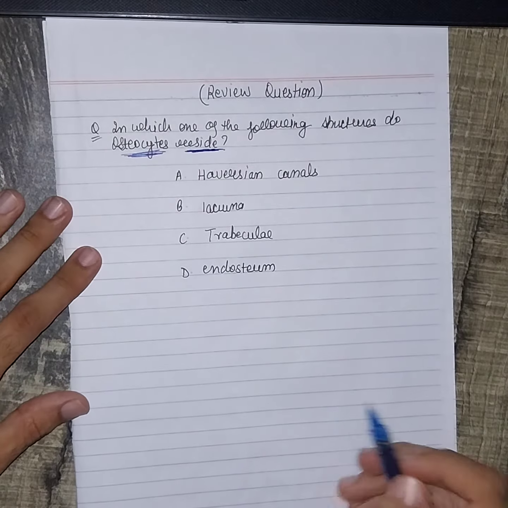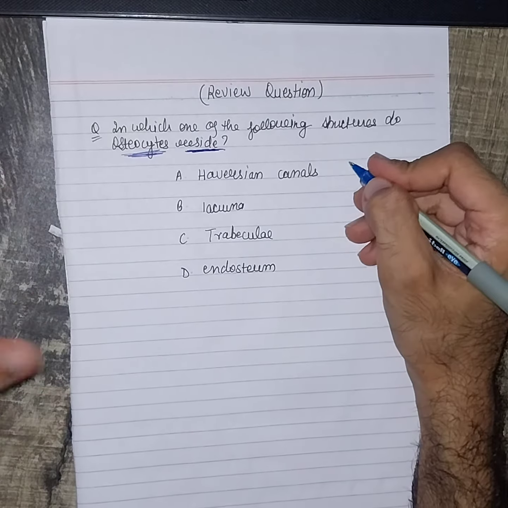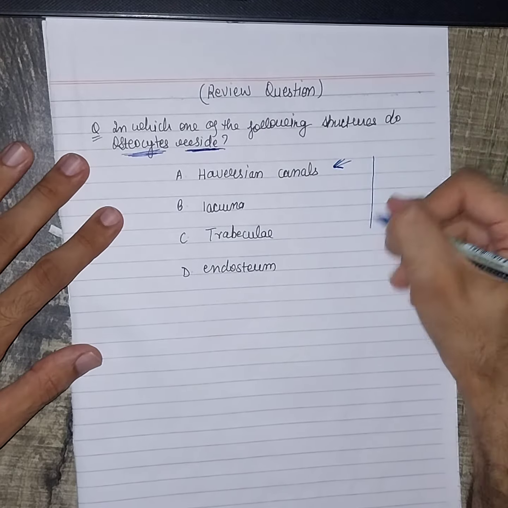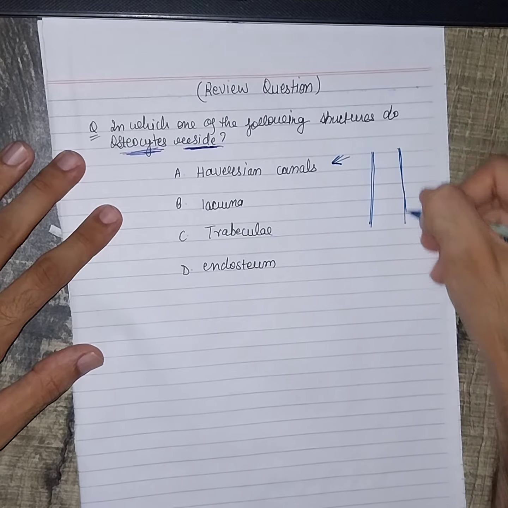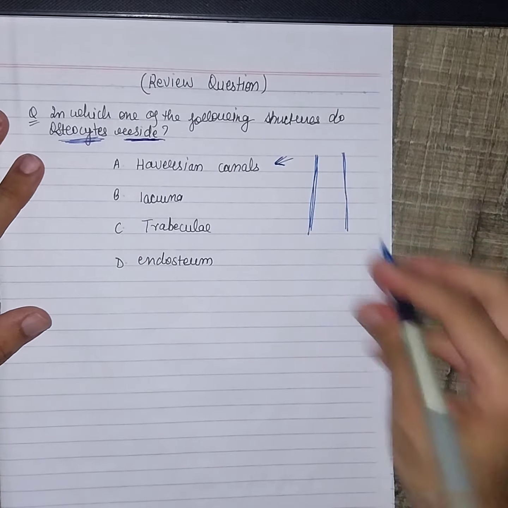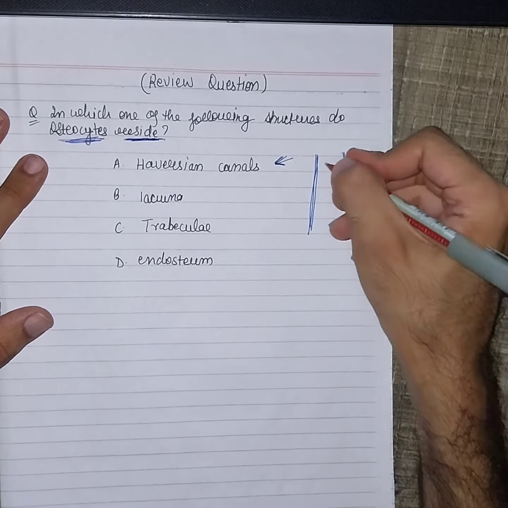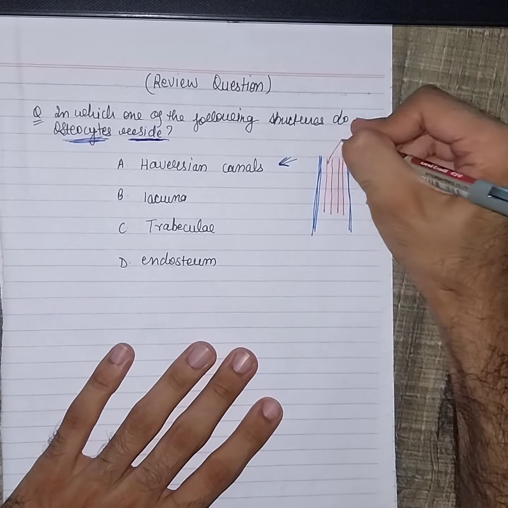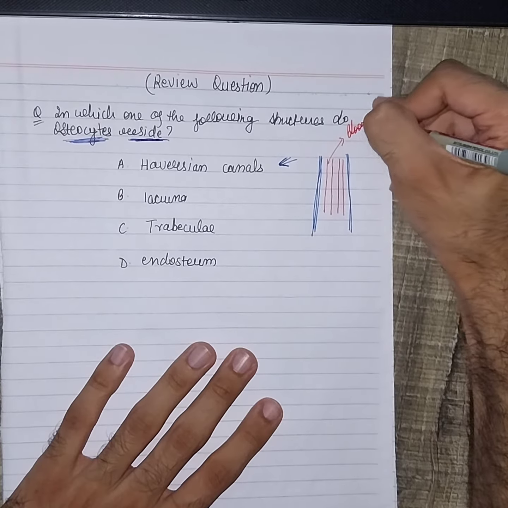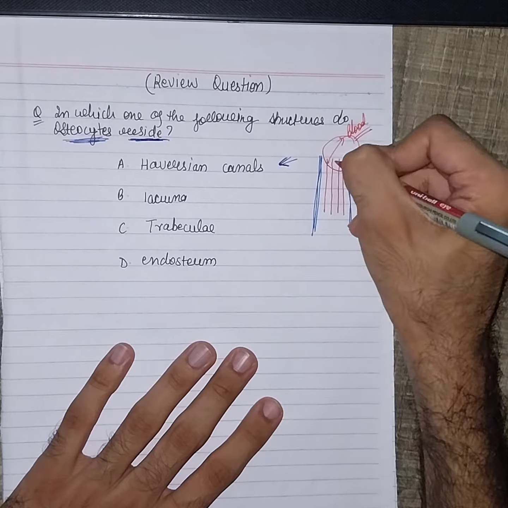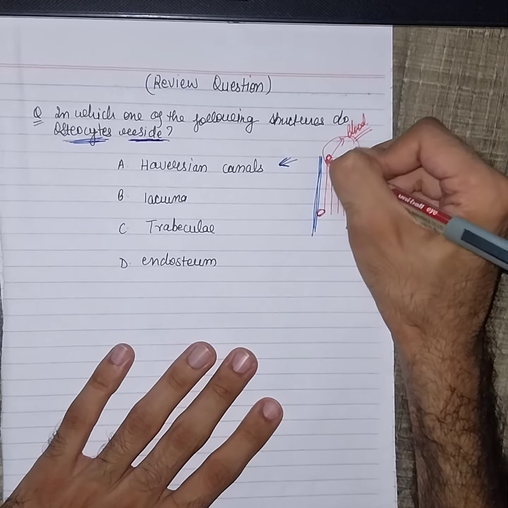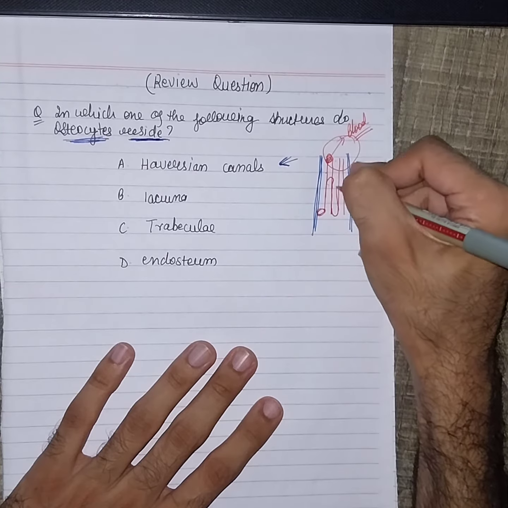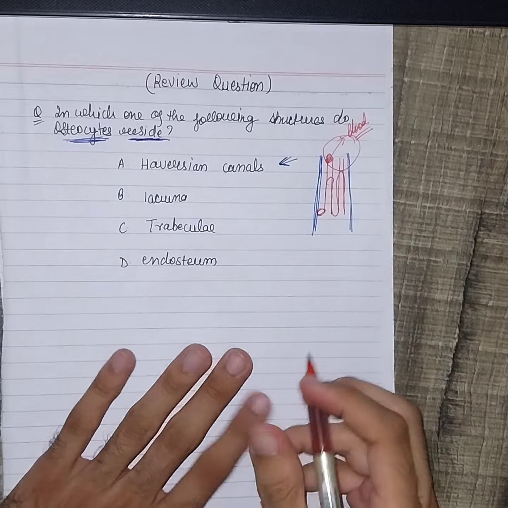So before directly jumping to the answer, first we dissect the question. The first option we have is the Haversian canal. If we see a long bone, let's say this is a femur, it has a slight capillary-like structure which is responsible for the transportation of blood. It just transports blood from one part to another, and that is what is called the Haversian canal. This is the fine capillary-like network present inside the bone.